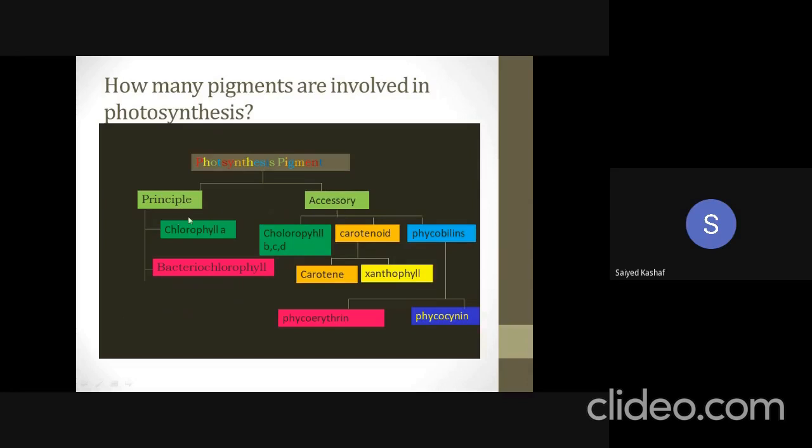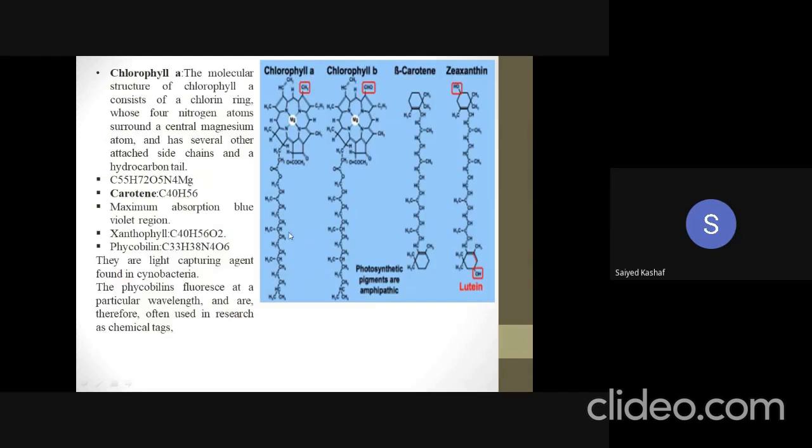The principal pigments are chlorophyll A and bacteriochlorophyll, whereas the accessory pigments are chlorophyll B, C, D, and carotenoids and phycobilins. These carotenoids are further classified into two types, carotene and xanthophyll, and these phycobilins are phycoerythrin and phycocyanin. I have summarized this by showing this picture.